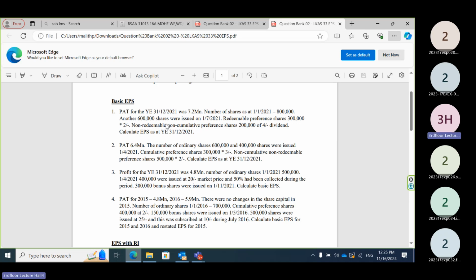Is the final outcome. We have already discussed this, right? We are calculating weighted average number of shares. Weighted average number of shares. People who didn't come to last lecture, they don't know what it is.